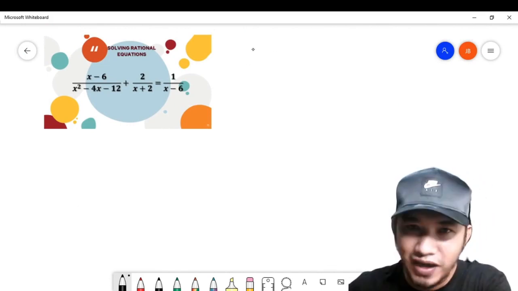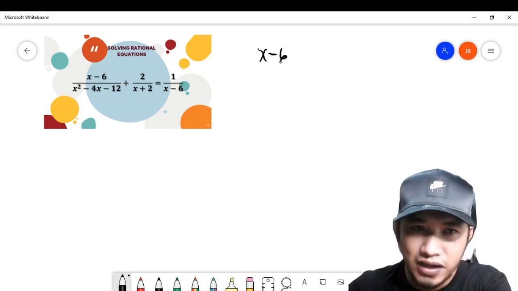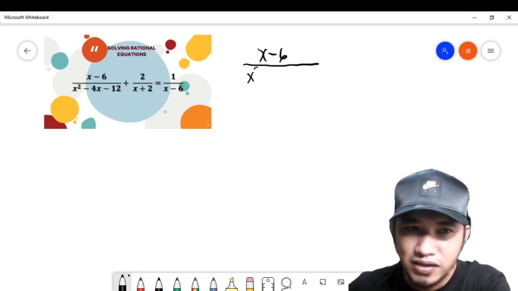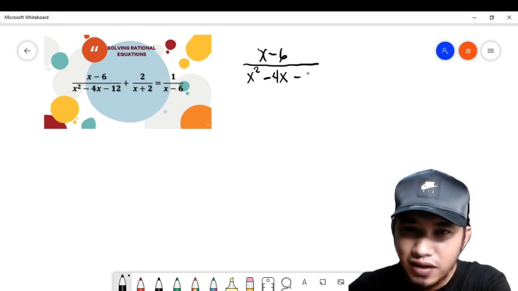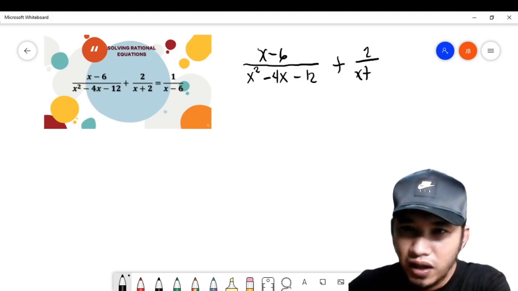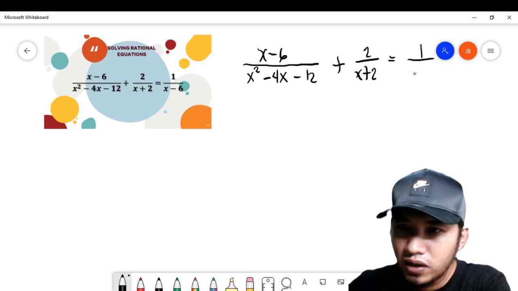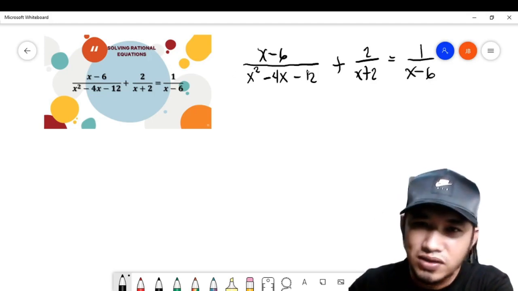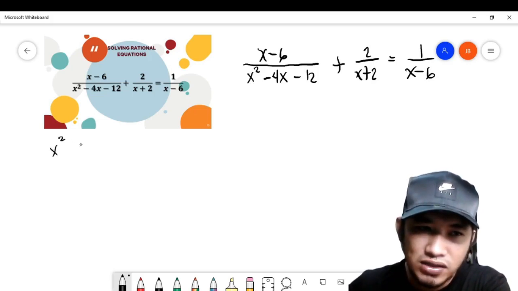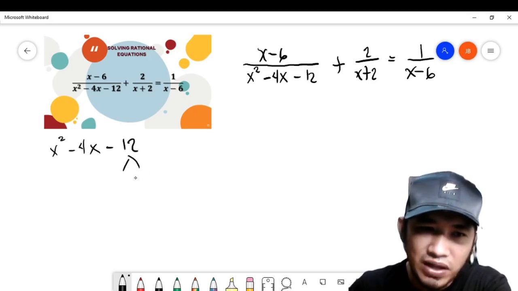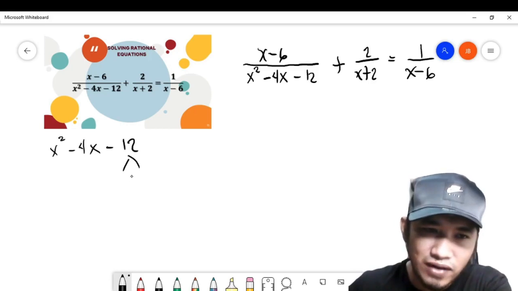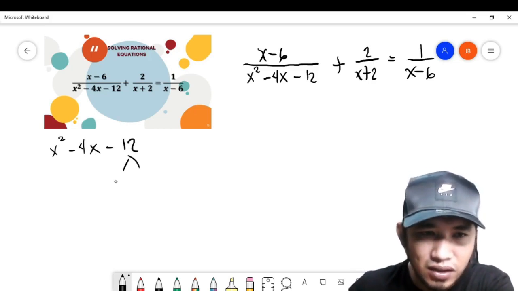Challenging. Okay, so first things first, copy. X minus 6 all over x squared minus 4x minus 12 plus 2 all over x plus 2 is equal to 1 all over x minus 6. Okay, so kunin muna natin yung factor ng first denominator natin, which is the x squared minus 4x minus 12. So mag-isip kayo ng dalawang number na kapag pinag-multiply natin is negative 12, and that is okay, negative 6 and positive 2.